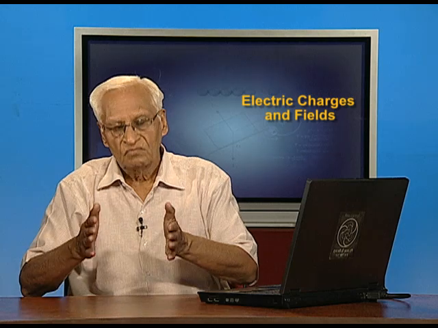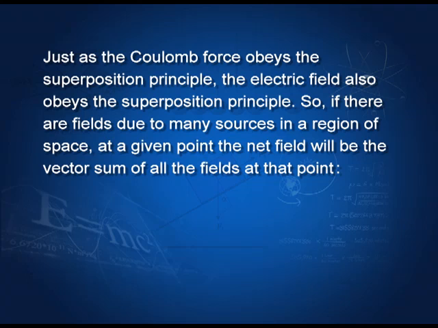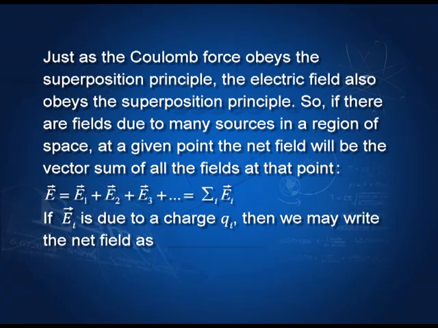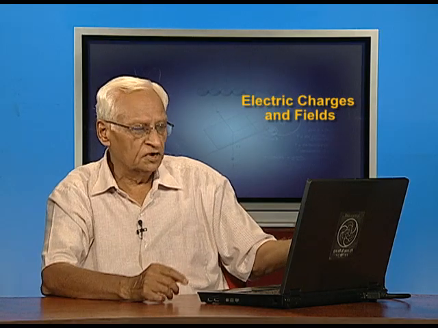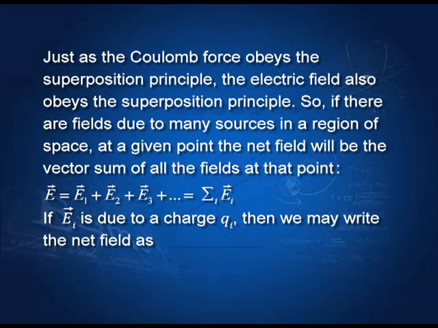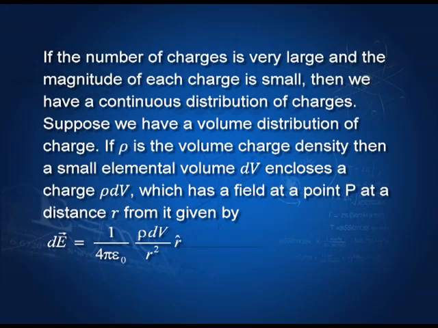Now, since we have superposition for Coulomb forces, it is obvious that we shall have principle of superposition for the electric fields also. So, if E1, E2, E3 are fields due to different charges on a given charge, then the intensity of the total of all the fields together is E1 plus E2 plus E3, and this E in general is 1 by 4 pi epsilon 0 sum over i of Qi by Ri squared into Ri cap. If the number of charges is large, then we have a continuous distribution of charges.